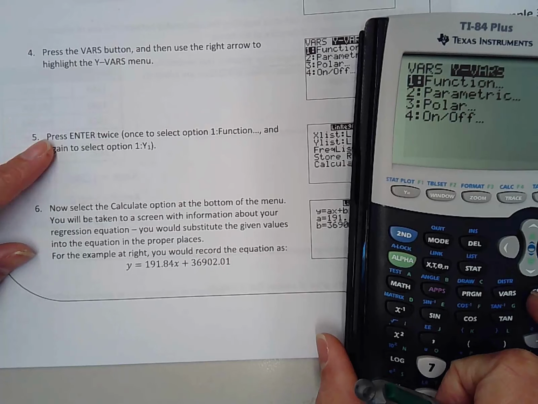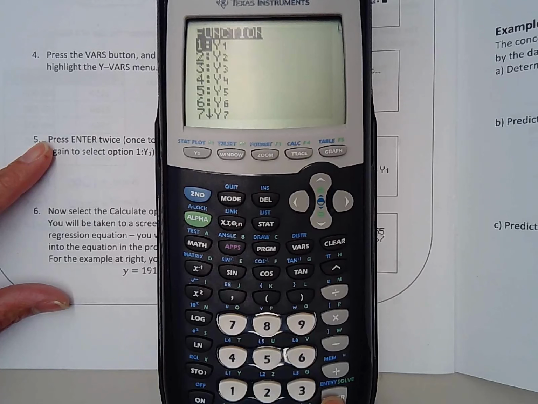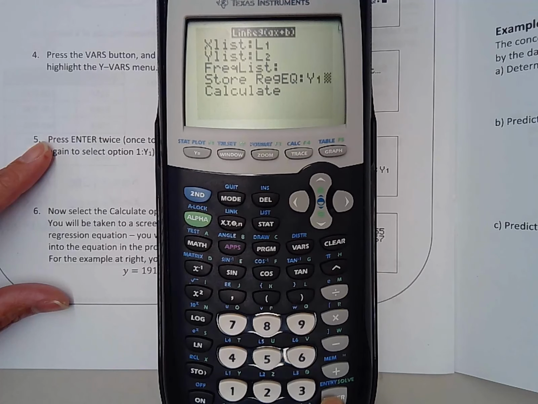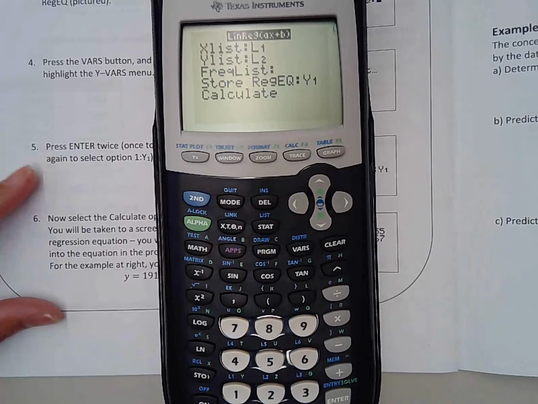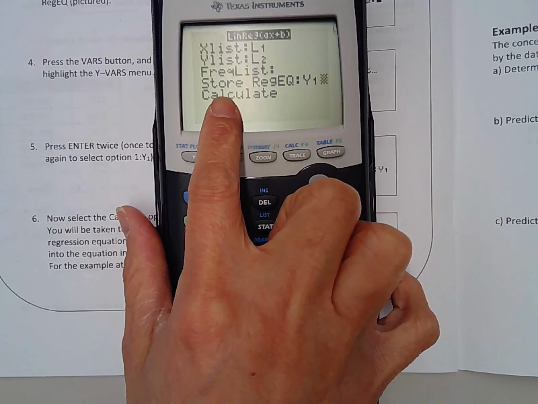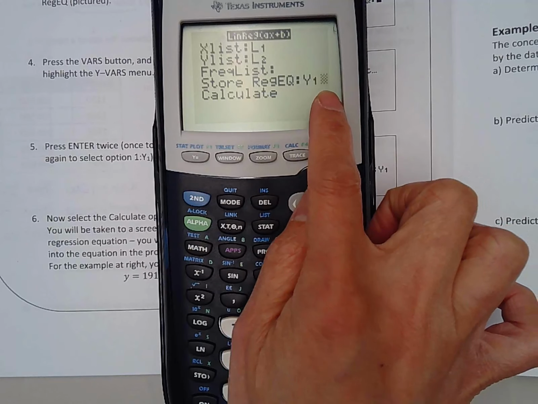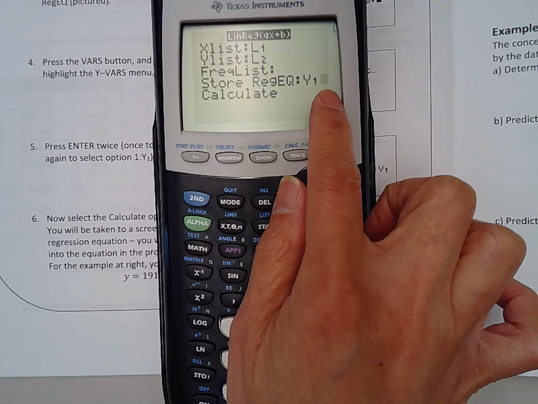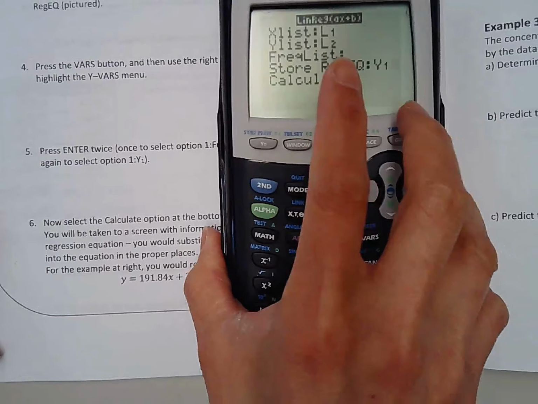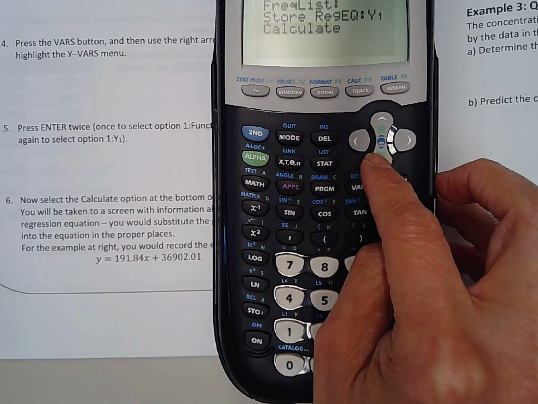And then it says here, we're on number 5 now. Press enter twice. Enter. That's what's going to happen. And then press enter another one. So, what we've done is we've answered the question of our graphing calculator, because it's asking you, where would you like the regression equation stored? You're telling the calculator, I want you to store it in Y1. And then after that, now you go down. It says calculate.